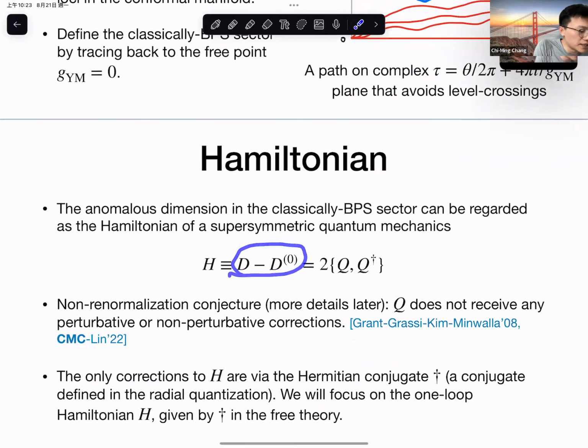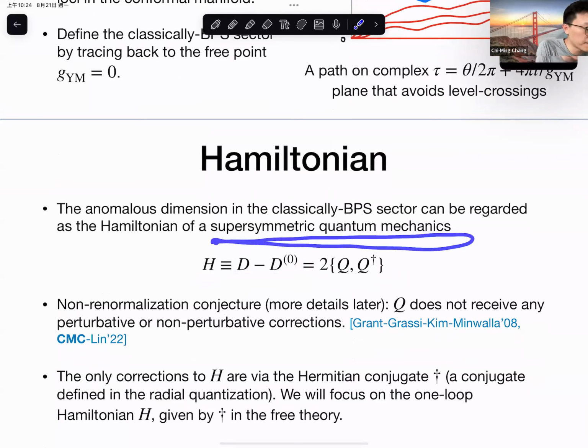D minus D0, that originally we called delta, but now if we want to interpret it as a Hamiltonian, then we can also call it H. And that is 2 times the anti-commutator of Q and Q dagger. So the classically BPS sector has a Hamiltonian and can be regarded as a supersymmetric quantum mechanics.